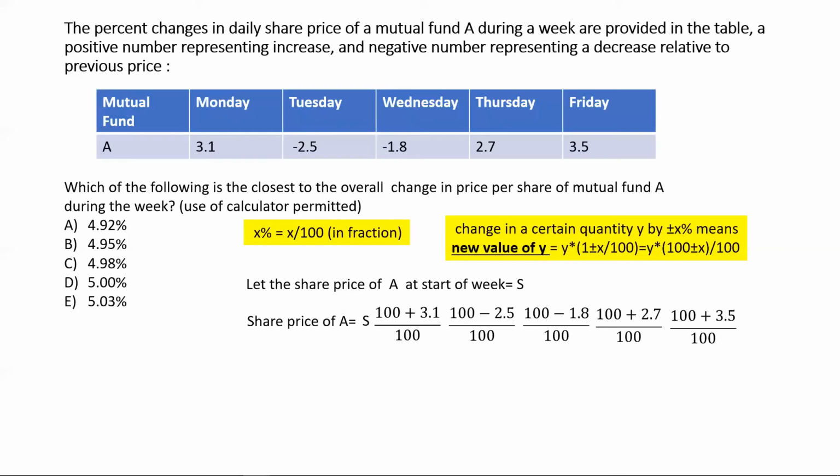So we just keep on multiplying. And this is what we get. So this should be the share price at the end of Friday. So we started the week with a share price of S. This is what we end the week with after going through all of those percent changes as specified in the table. And we can basically calculate the numerators. The denominators are all 100, right? But we can calculate the numerators. And this is what this comes to be.